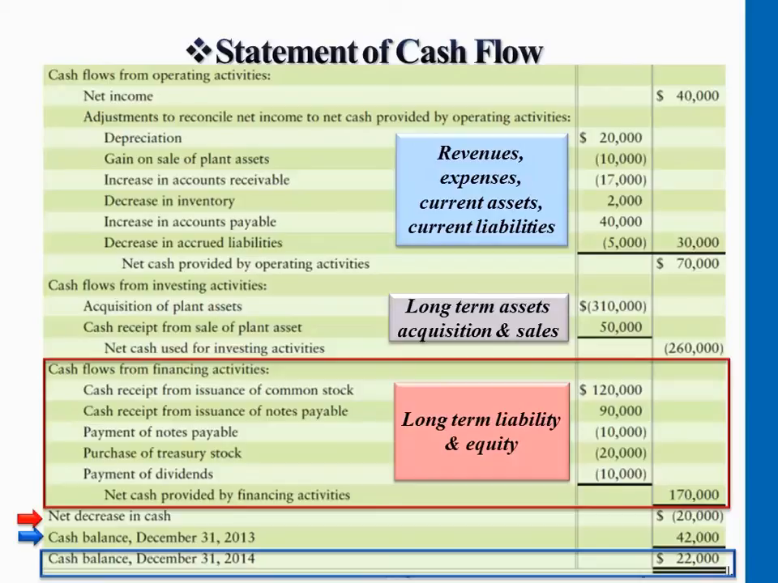So this part here, the $22,000, should agree with the balance sheet cash balance, $22,000. If this part is not the same as the balance sheet, that basically means something went wrong; you didn't do it right. You will see this figure exactly the same as this year's balance sheet cash balance.